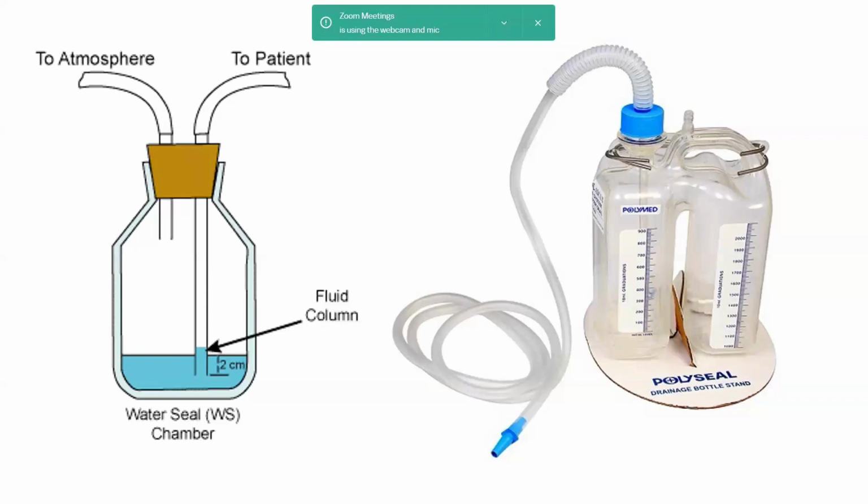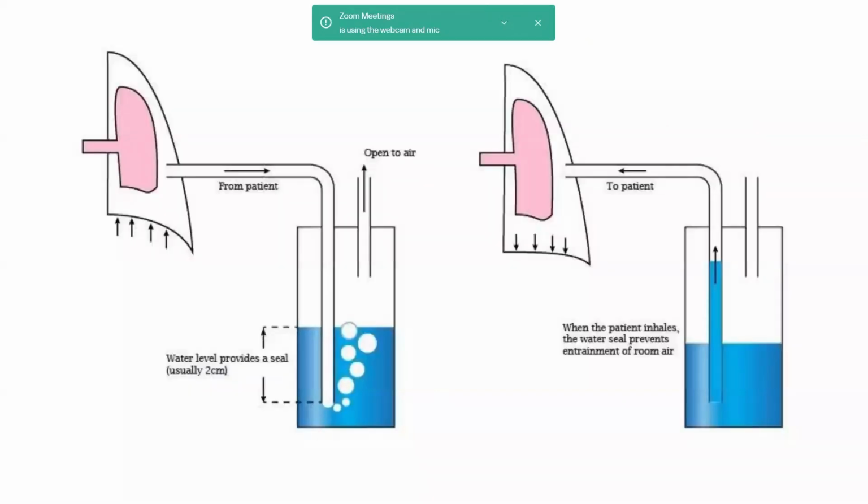So when the water column goes up, the pressure at the tip of the tube goes up. We need to always keep in mind that when the bottle gets filled, you can empty it into the other side and maintain the adequate pressure. So this is what happens during inspiration and expiration when there's an intercostal tube.